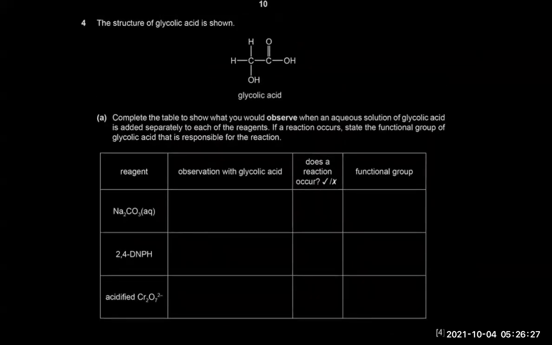Question number 4. The structure of glycolic acid is shown. Complete the table to show what you would observe when an aqueous solution of glycolic acid is added separately to each of the reagents. If a reaction occurs, state the functional group of glycolic acid that is responsible for the reaction.